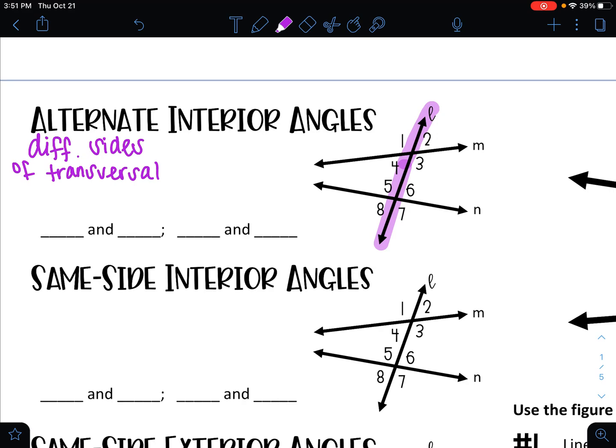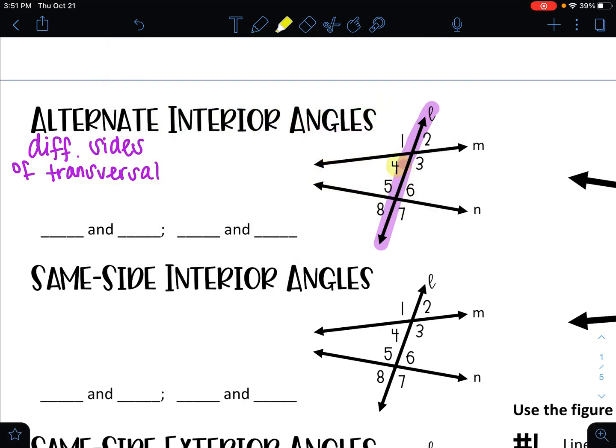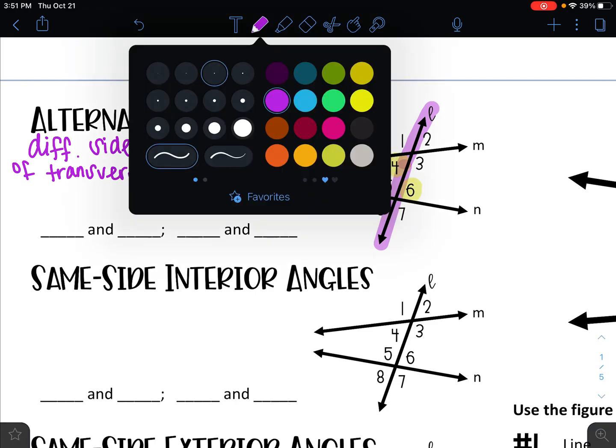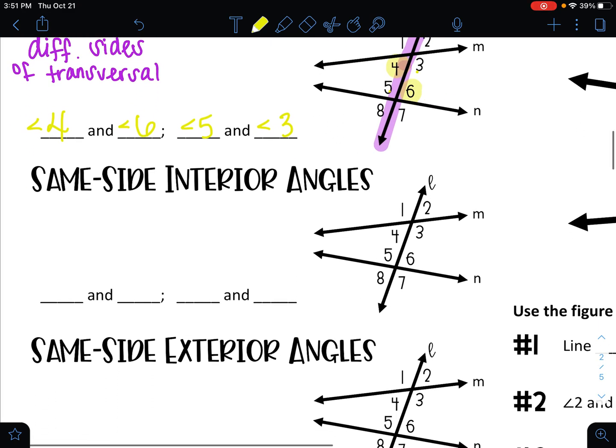Some examples would be angle 4 and angle 6. So those would be alternate interior angles. And likewise, angles 5 and 3. Those would also be alternate interior angles. Okay, same side interior angles.